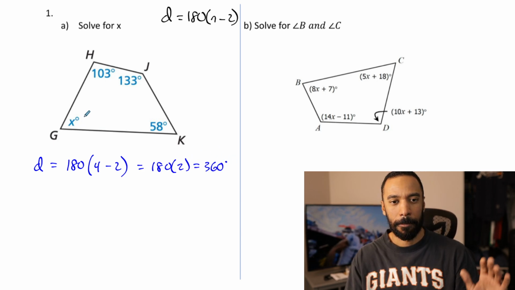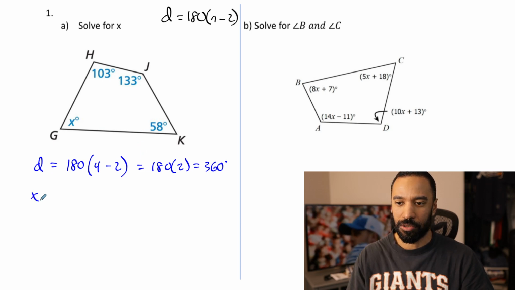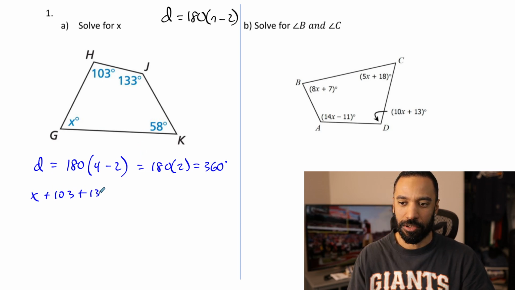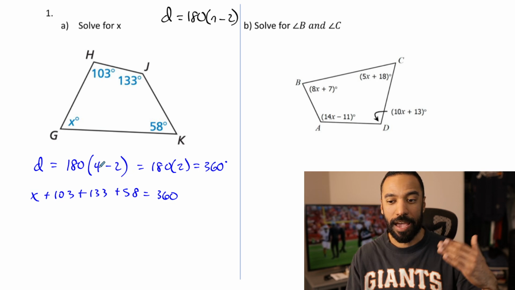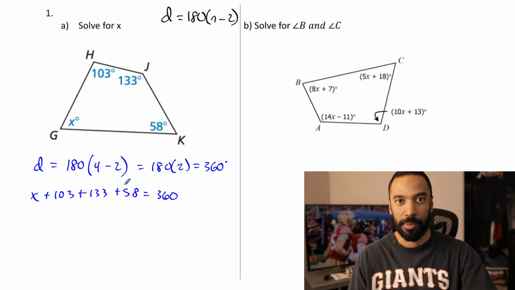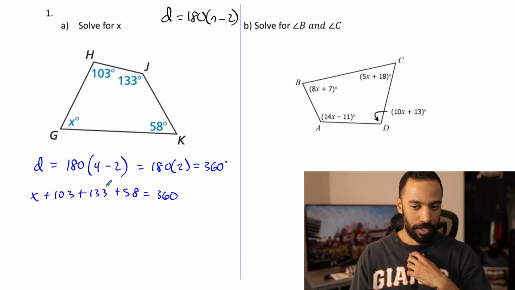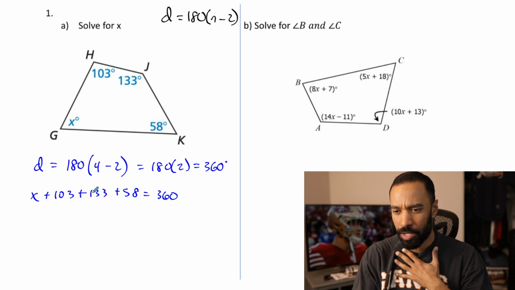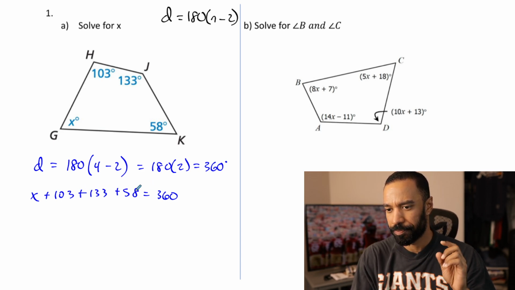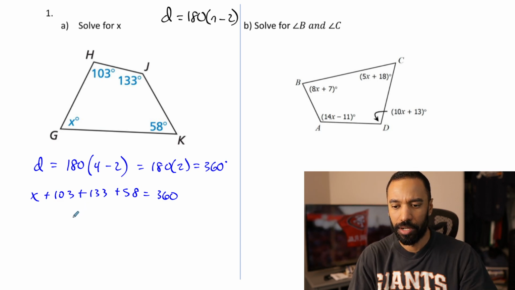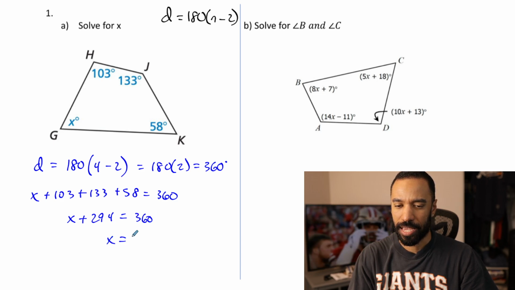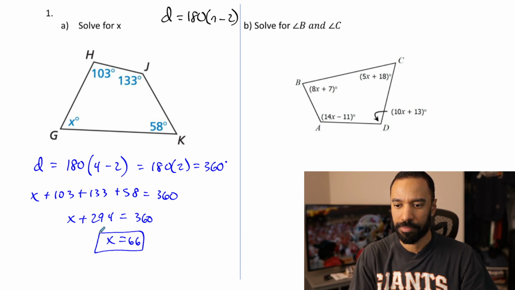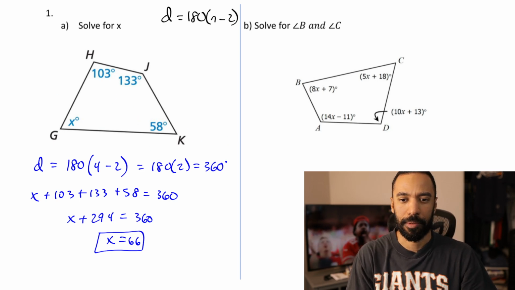Now, that's not x. That is the interior angle sum, all 4 of these angles together. So when I add 4 of these angles together, I want to set it equal to 360, and then I will solve for x. If it was 5 sides, it'd be 5 minus 2, and 20 sides, 20 minus 2, things like that. I should have got my calculator ready here. This is 236 plus 50 is 294. So x plus 294 equals 360, and this looks like x equals 66. Okay. So there's problem number 1, solving for x.